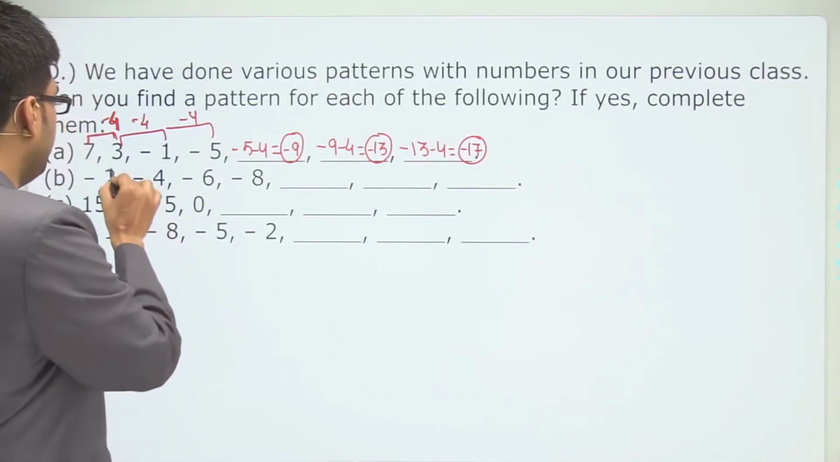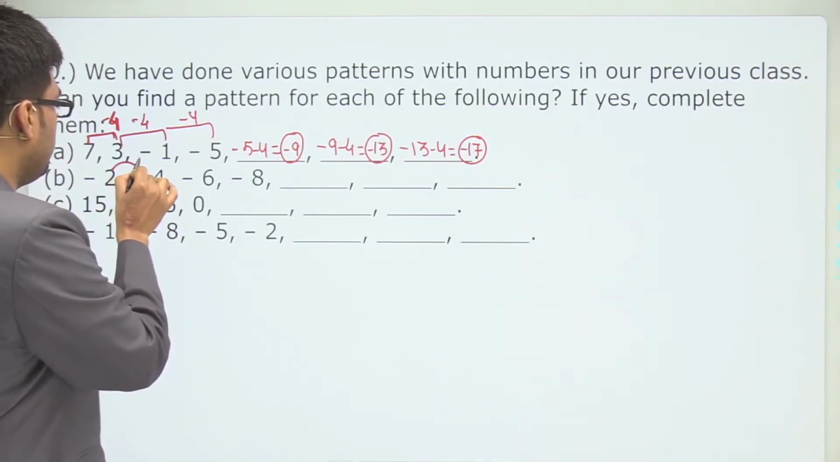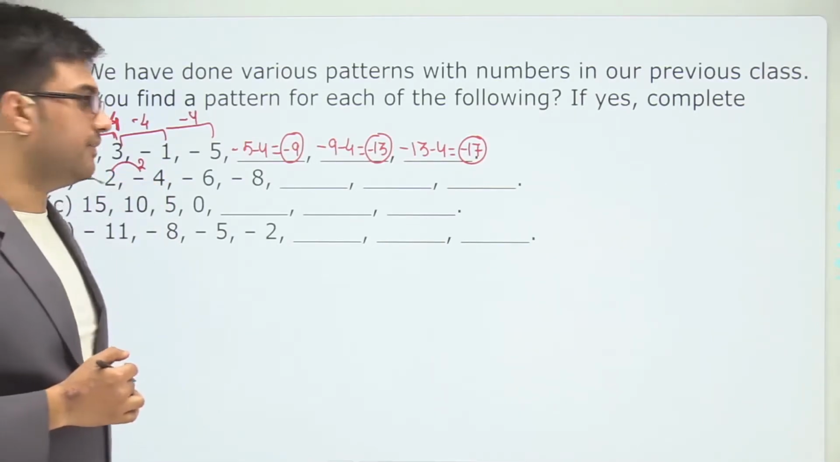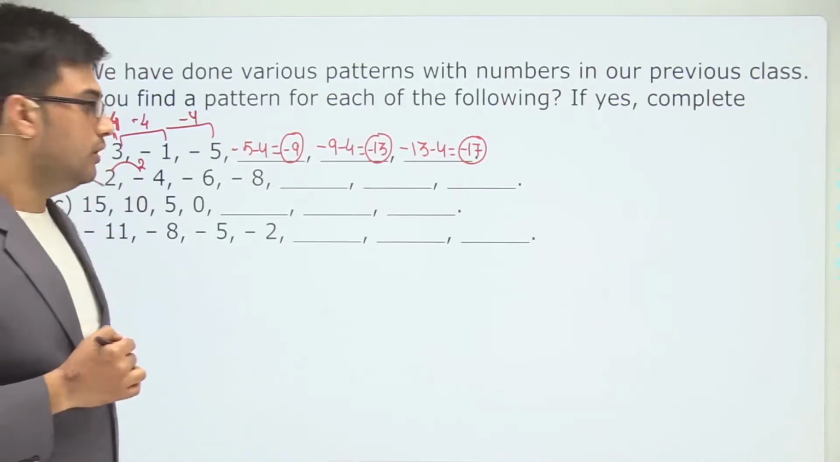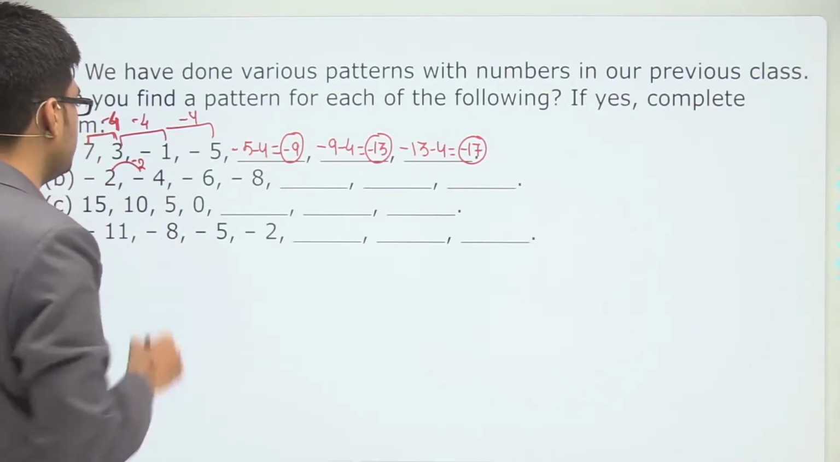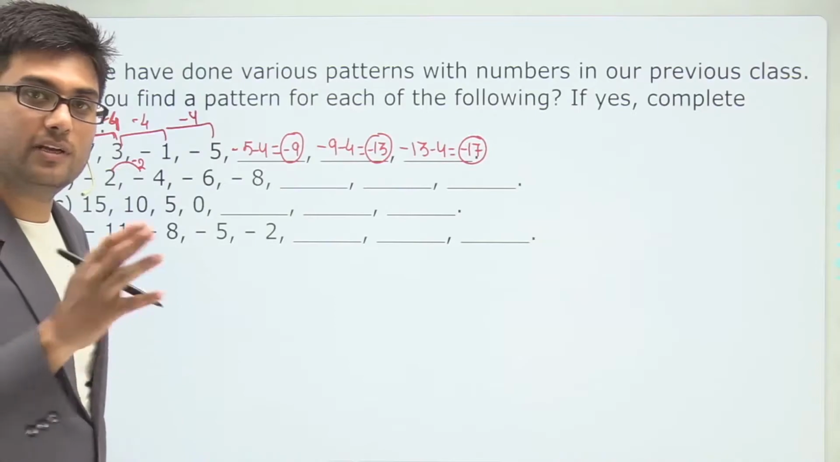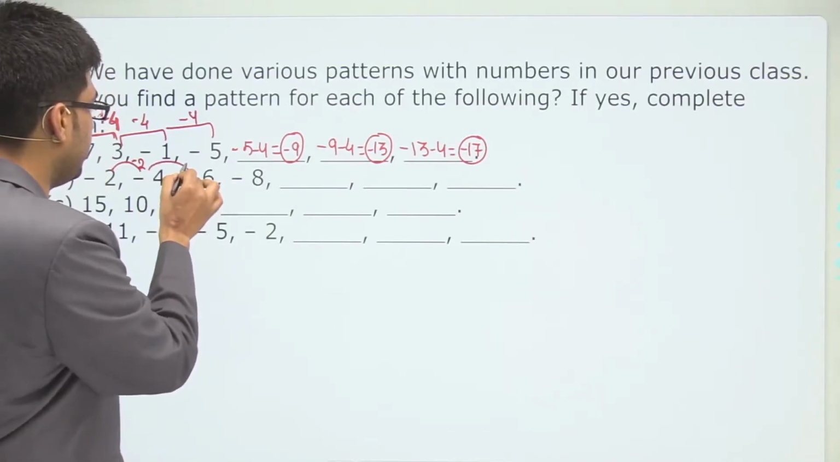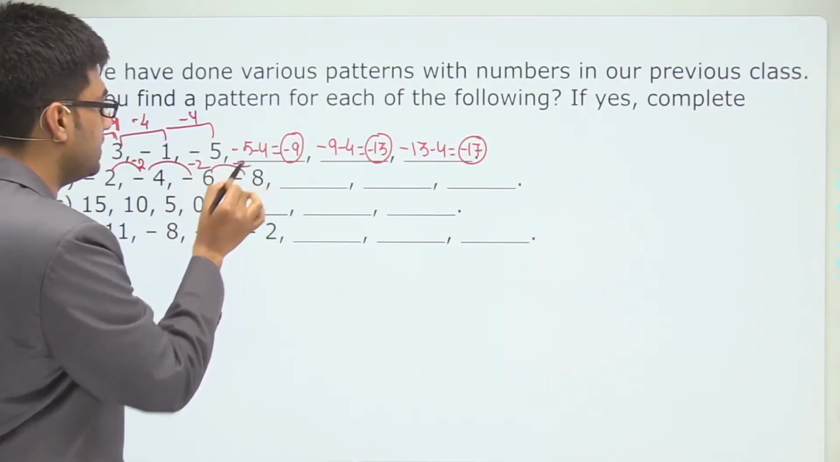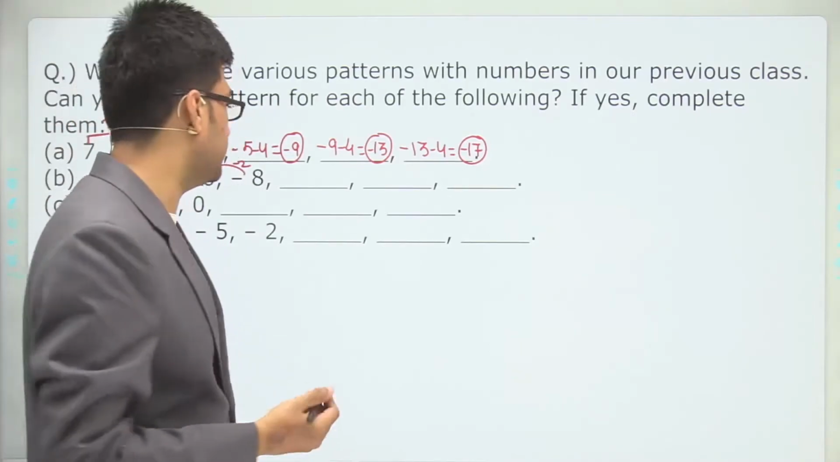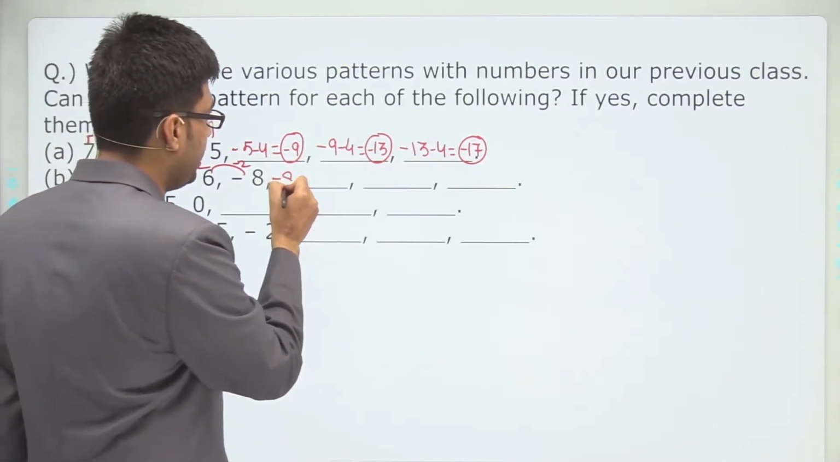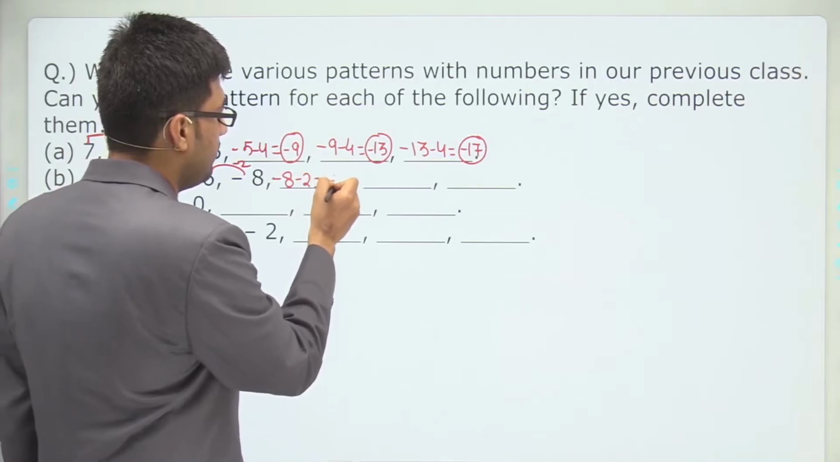Now here if we observe, students, minus 2, minus 4, minus 6, minus 8. Again, when we move 2 from minus 2 to the left side, we get minus 4. Minus 4 minus 2 is minus 6. So here 2 is subtracted from the previous number to get the next number. Minus 8 minus 2 is minus 10.